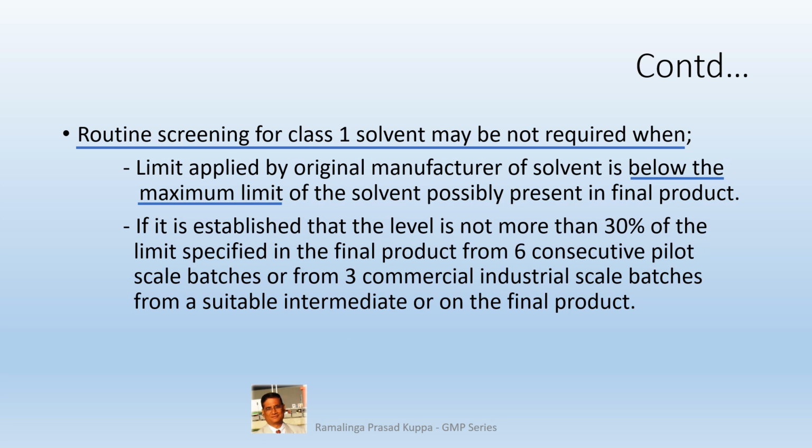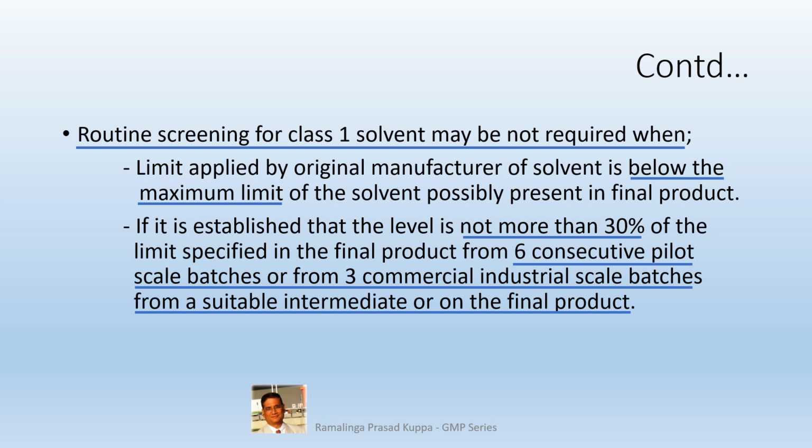If it is established that the level is not more than 30% of the limit specified in the final product from 6 consecutive pilot scale batches or from 3 commercial industrial scale batches, from a suitable intermediate or on the final product, this is important. If the value is less than 30% of the limit in any suitable previous step, intermediate or API, the screening in the final product can be skipped.